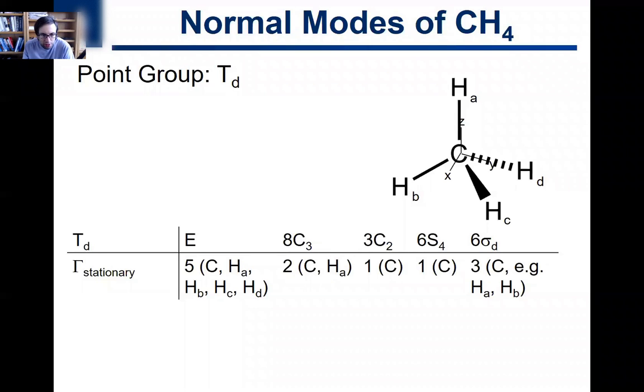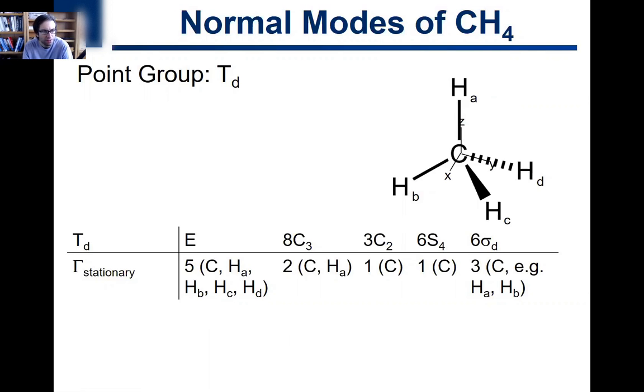And so running through, we have 5 different classes of symmetry operations. The first one's always the identity. When you do the identity, all of the atoms stay the same. And I've labeled these atoms hydrogen A, B, C, and D, and then the carbon. And so all 5 are going to stay the same. So we have a value of 5 for the first part of our reducible representation.